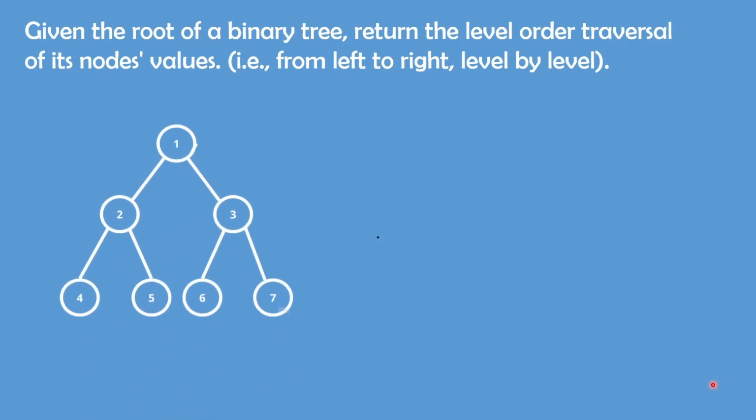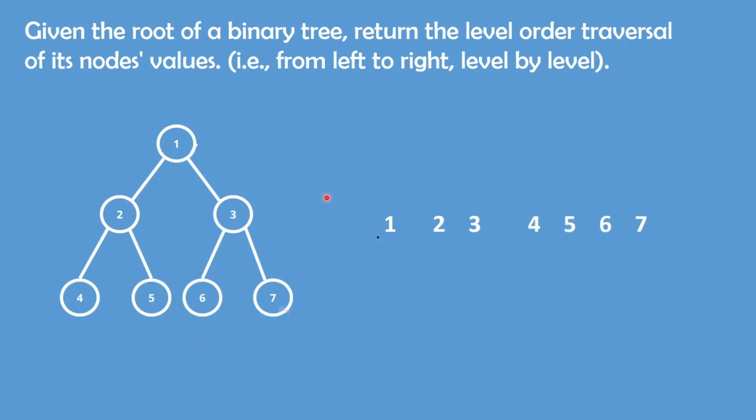So here you can see a binary tree, and as we can see, this binary tree has three levels. This is one, this is the second one, and this is the last one. So we will have to show for the first level, at first we'll show 1, then for the second level we'll be showing this 2 and 3, and at last we'll be showing 4, 5, 6 and 7.